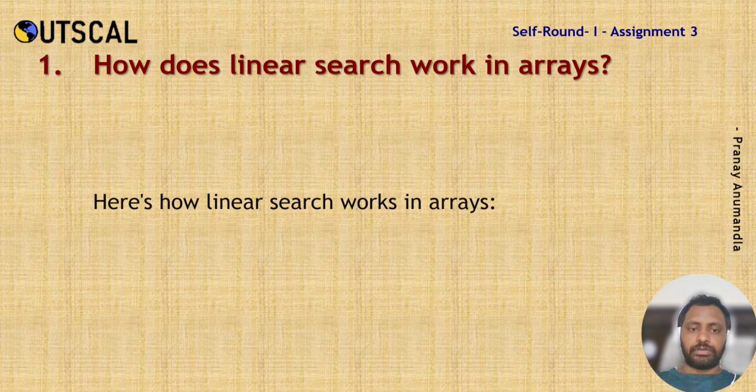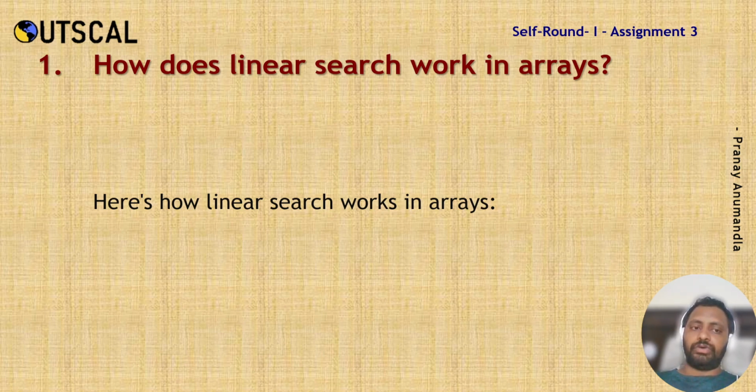Okay. How does linear search work in arrays? Linear search means we have to search for the target element, element by element, in a sequential, linear manner. If we have an array of 0 to 10 and we have to search for element 8, it might be placed in any element position.